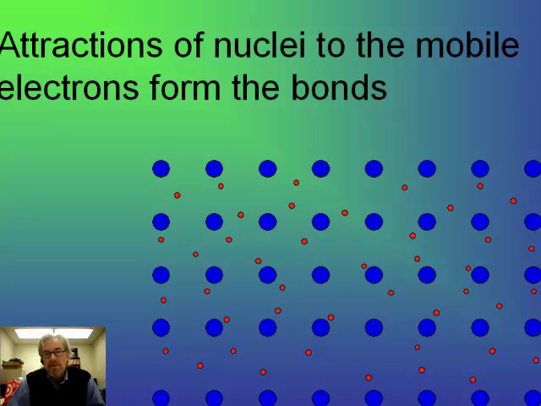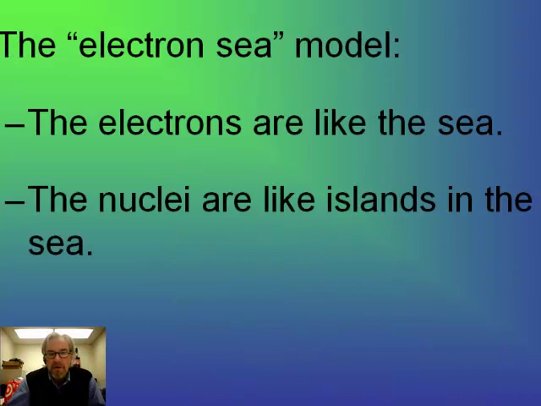So it's an attraction of nuclei for electrons, and that's what covalent bonding really is. Except these electrons aren't bound to one particular position. They don't make one individual bond. They move around, they float around, and so it's sort of a free-form bonding situation. This is often called the electron sea model. And in this model, the electrons are like the sea, like waves sloshing around in the ocean, and the nuclei are like islands in that sea as they sit there in their lattice positions.